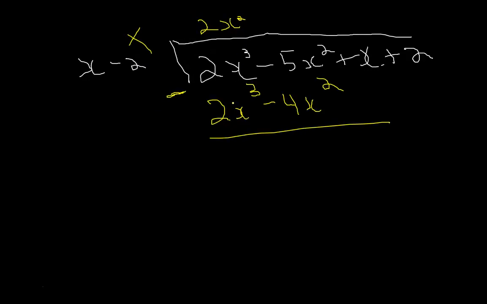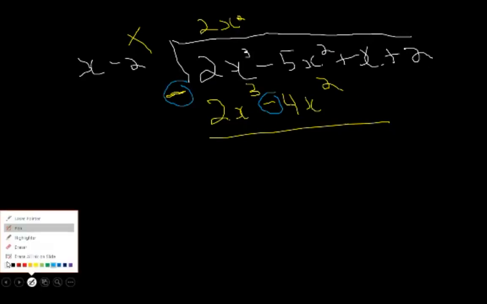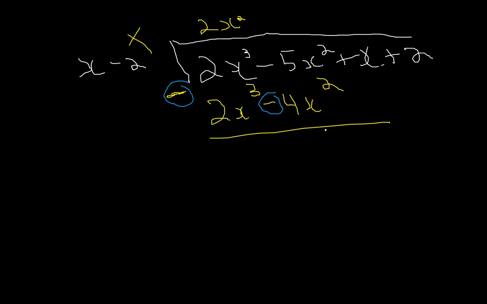So 2x cubed minus 2x cubed, that's 0. You don't have to put the 0 if you want to, you could, but it's understood. Next term, minus 5x squared minus 4x squared. So let me just circle that. A minus and a minus is a plus, right? So that becomes minus 5x squared plus 4x squared, which is minus x squared. Then you bring down the other term. My other term is x, so that's plus x. Then we repeat the process.